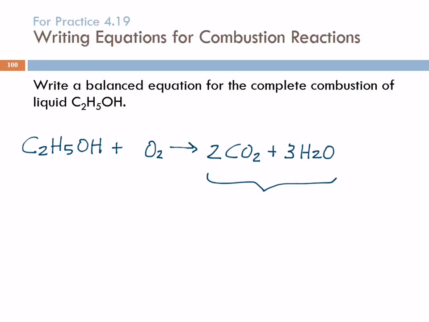Now, how many total oxygens do we have over here on the right side? 7. We've got 4 here and 3. So we've got 7 oxygens over there. And over here on the left side, we've got these guys that are coming in pairs, and we also have 1 over here. So we need to end up with 6 here plus that 1. And so we're going to put a 3 in there. That's it. This was an easy one.